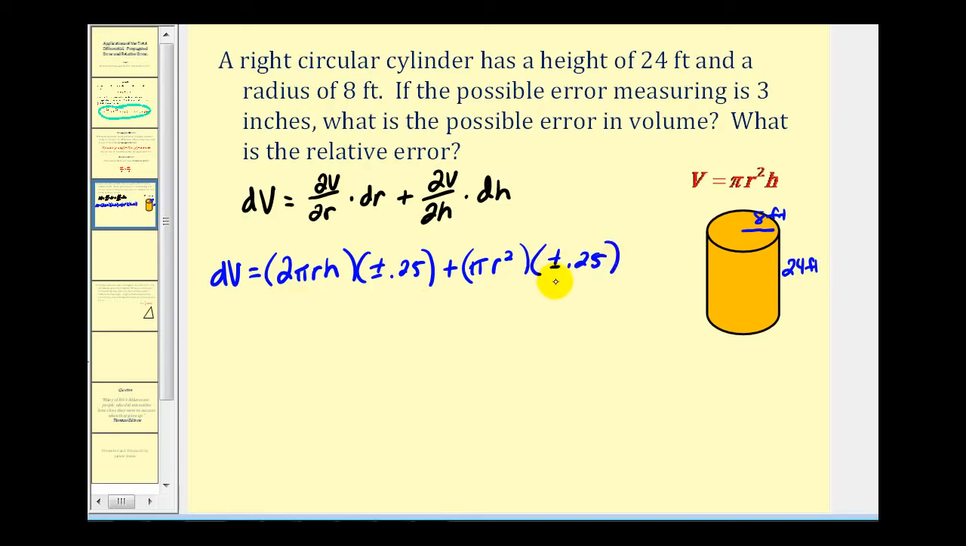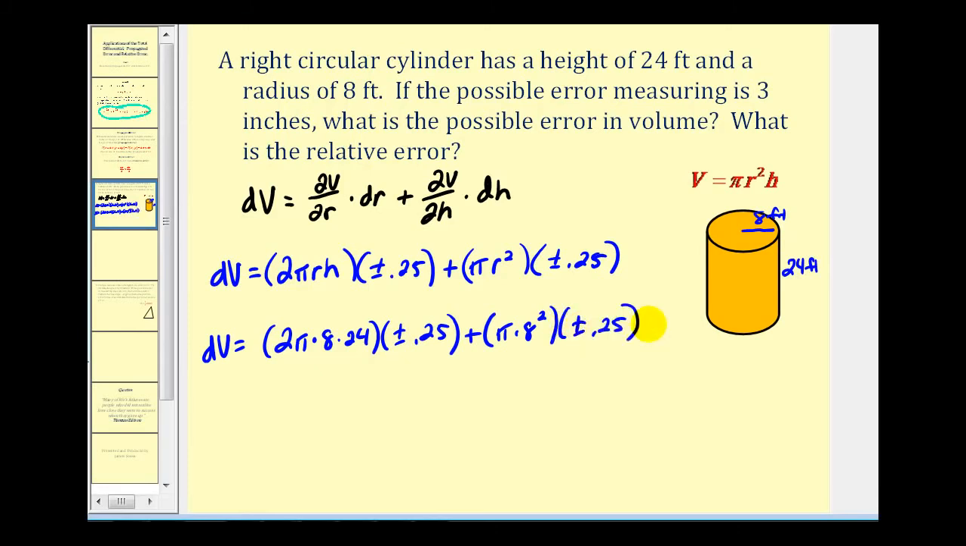Now we have all the information we need. The last step is to substitute r equals 8 and h equals 24. Now, for the sake of time, I've already determined the value of this. Just one word of caution. When we type this into our calculator, of course, we're not going to be able to type in the plus or minus. So what we normally do is just use the positive 0.25. That's going to give us 351.8 cubic feet. And then we'll just put a plus or minus on there.